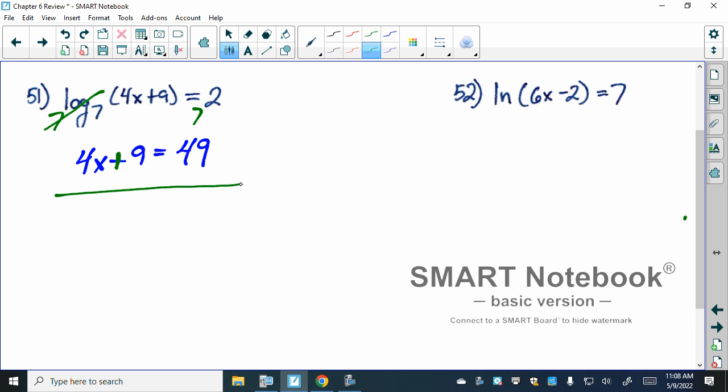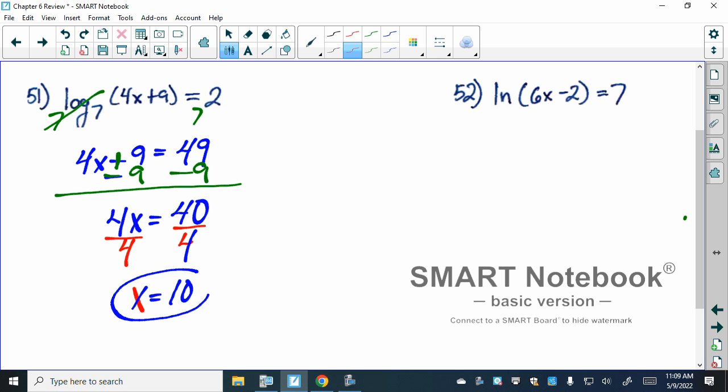So the next thing we can do is subtract 9 from both sides, telling us that 4x is equal to 40. And then divide by 4, telling us x is equal to 10. And that's it.